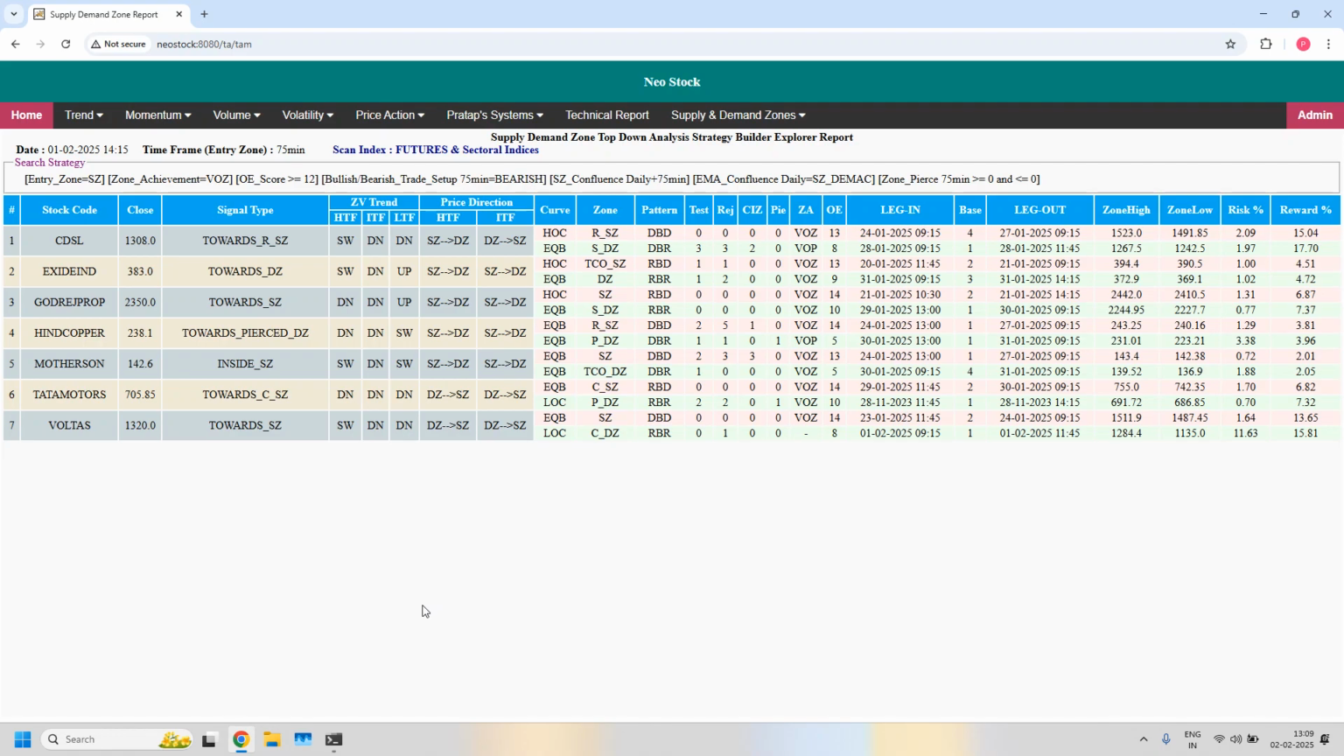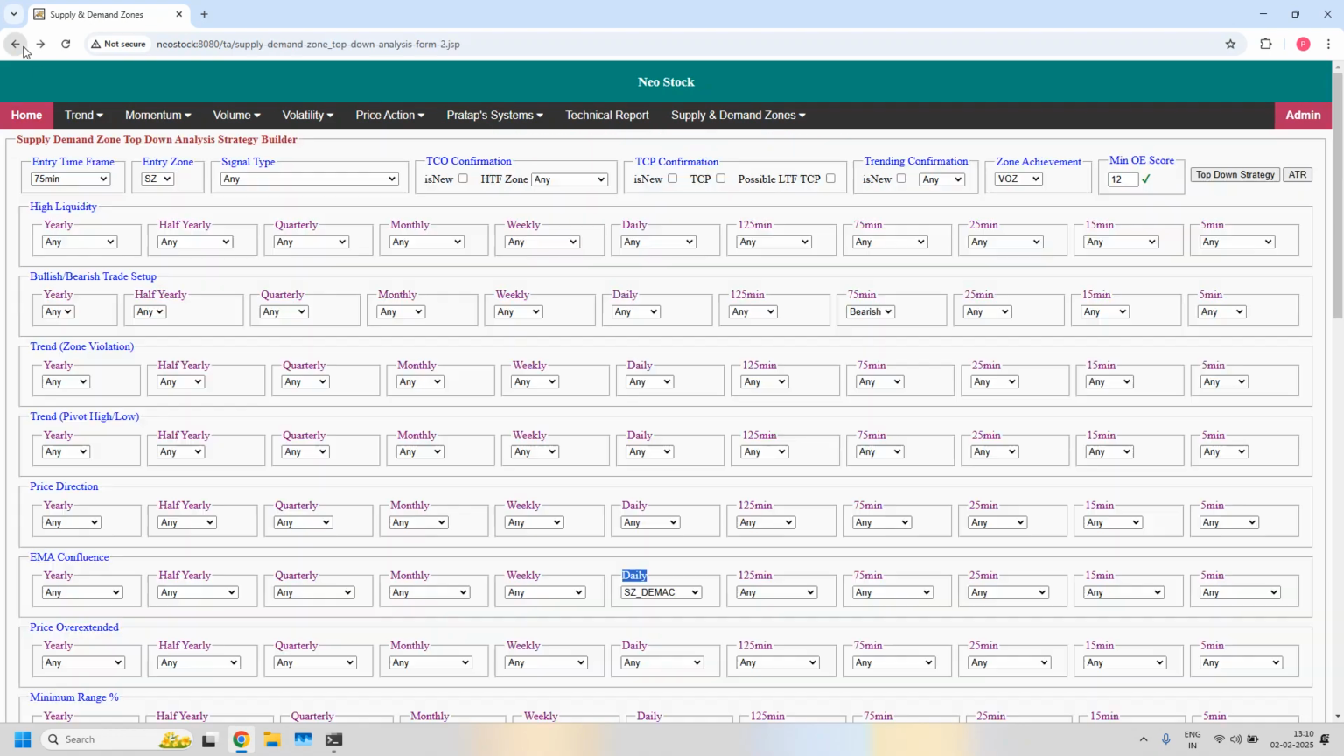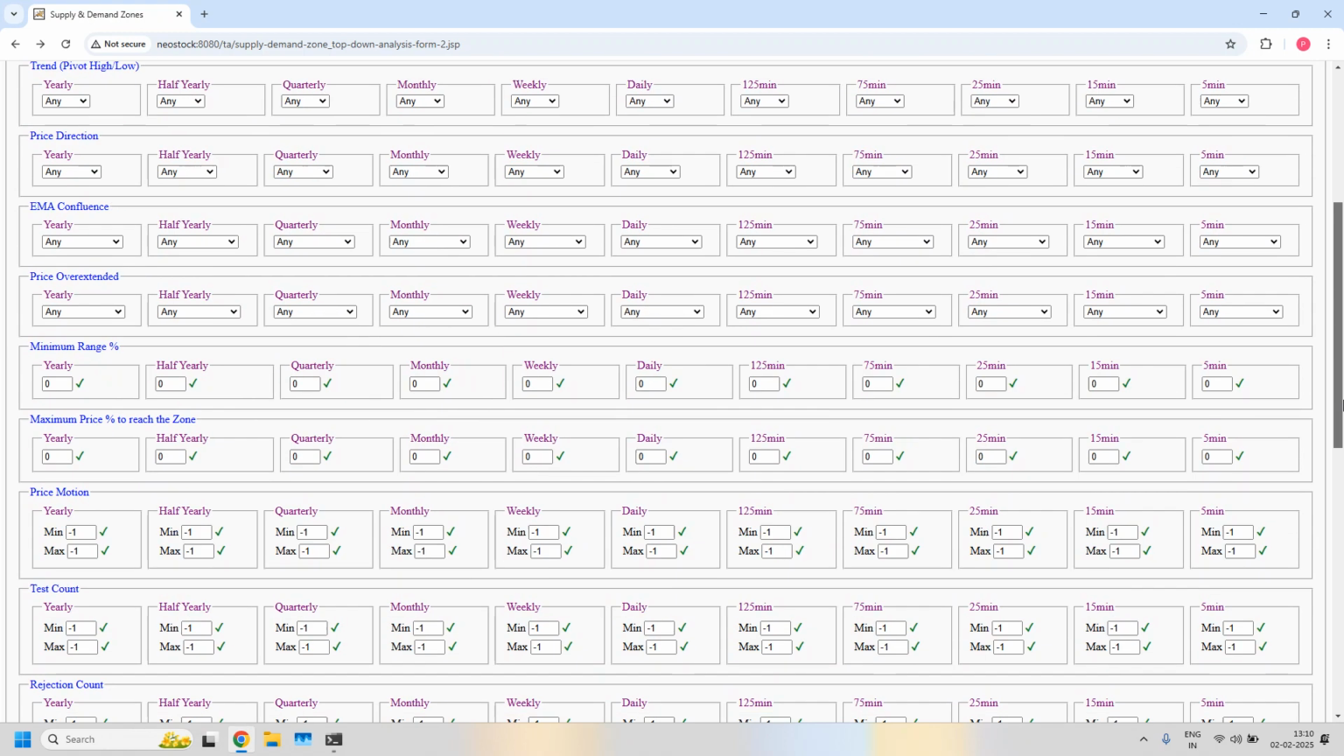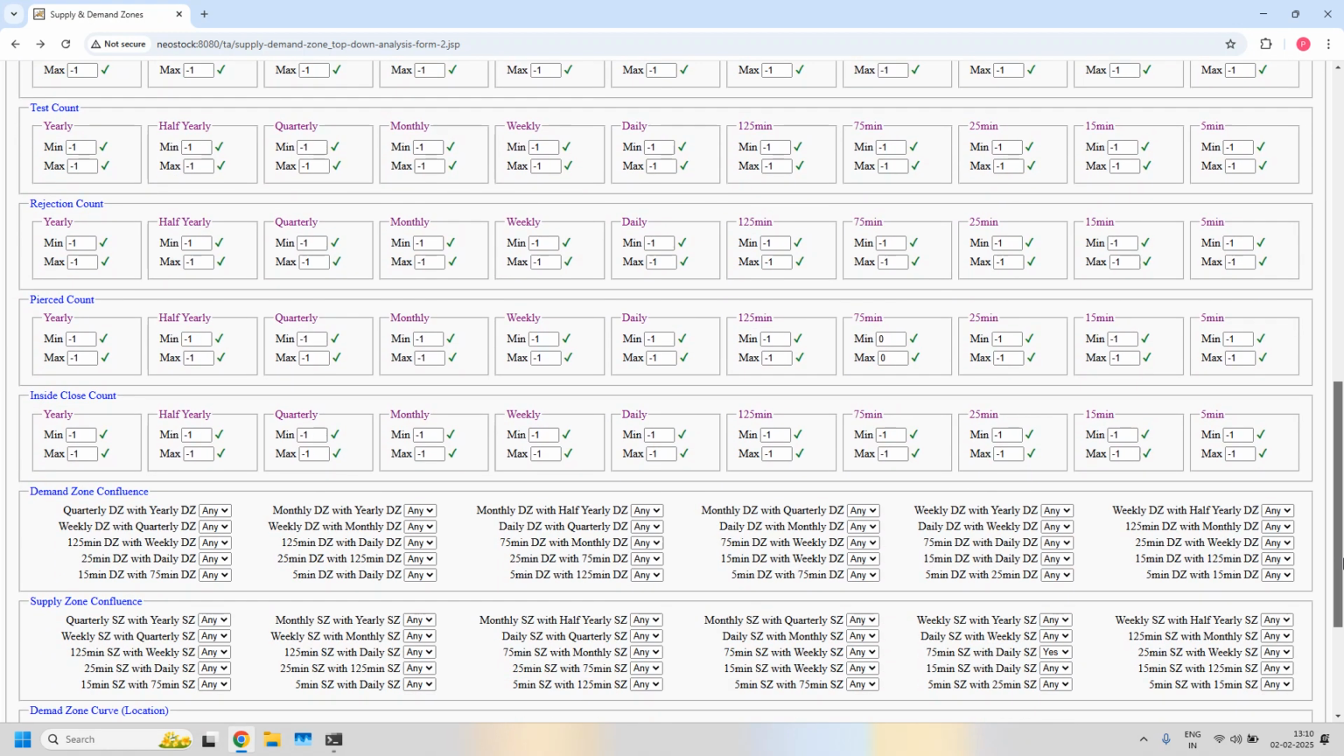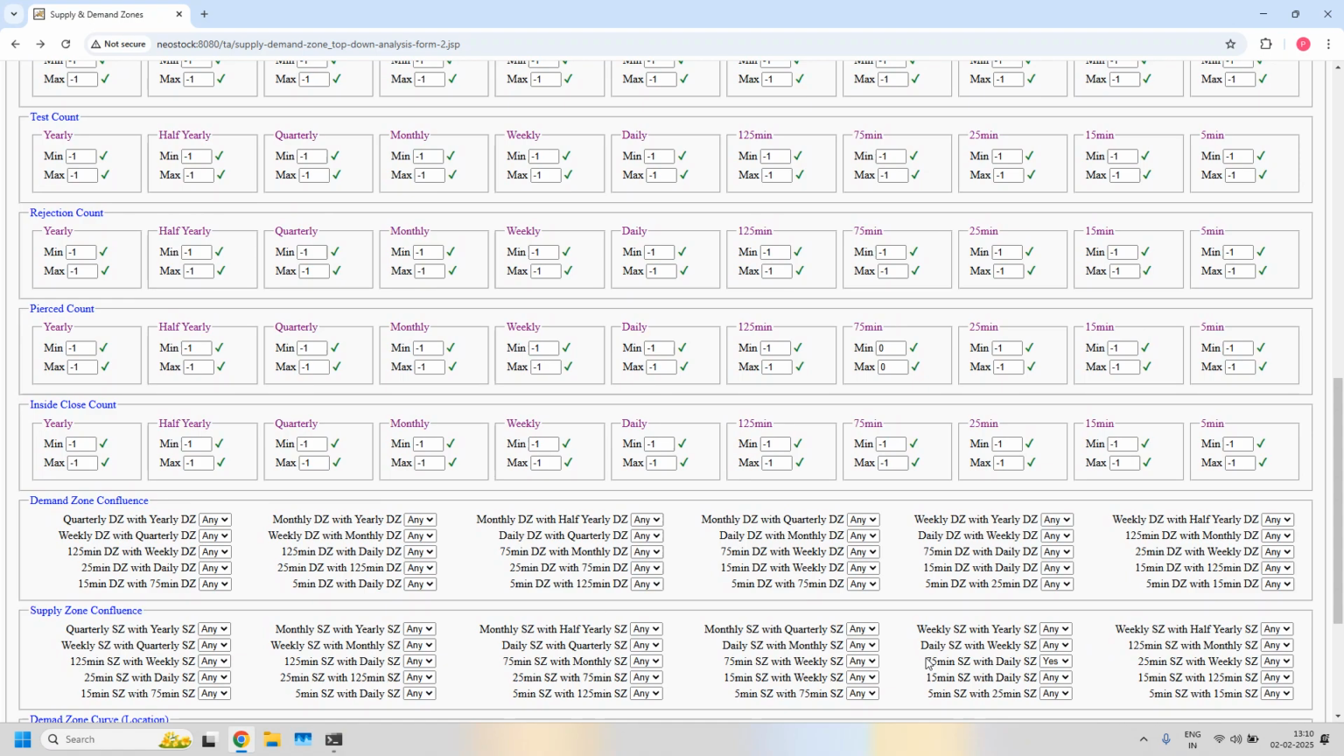Next, let us look for LTF, ITF and HTF supply zone confluence. That is 75 minutes, daily and weekly supply zone confluence. I am removing the EMA filter. This is ITF specific. Now we are looking for HTF specific. So in the supply zone confluence, we should set 3 filters. First filter is already enabled in the previous report. Second filter, 75 minute supply zone confluence with weekly supply zone. Third filter, daily supply zone confluence with weekly supply zone.